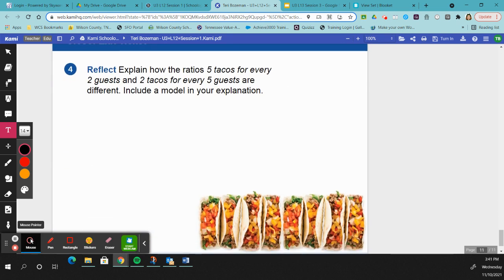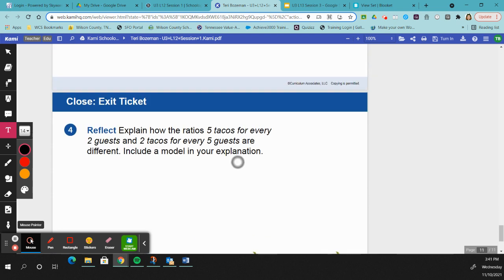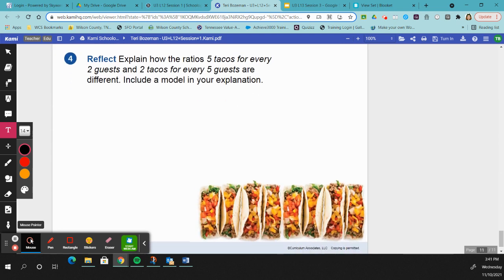All right, number 4 is the exit ticket for today. It says explain how the ratios 5 tacos for every 2 guests and 2 tacos for every 5 guests are different. Include a model in your explanation. So I will go over the models with you, but then I want you to explain on your own.